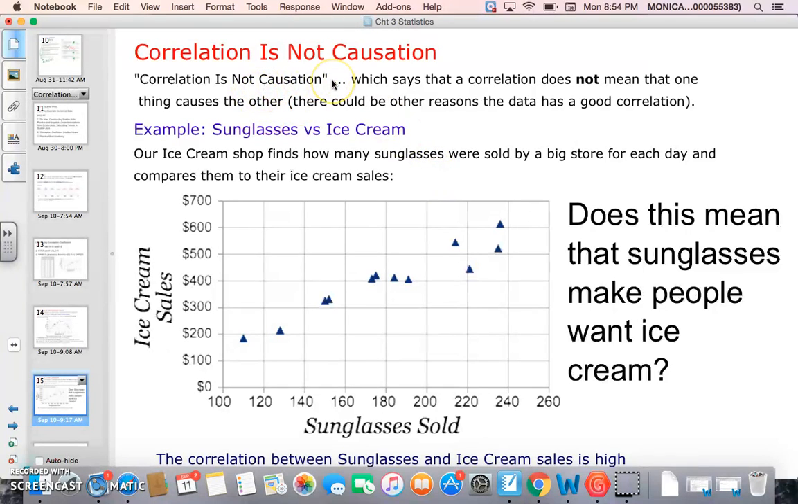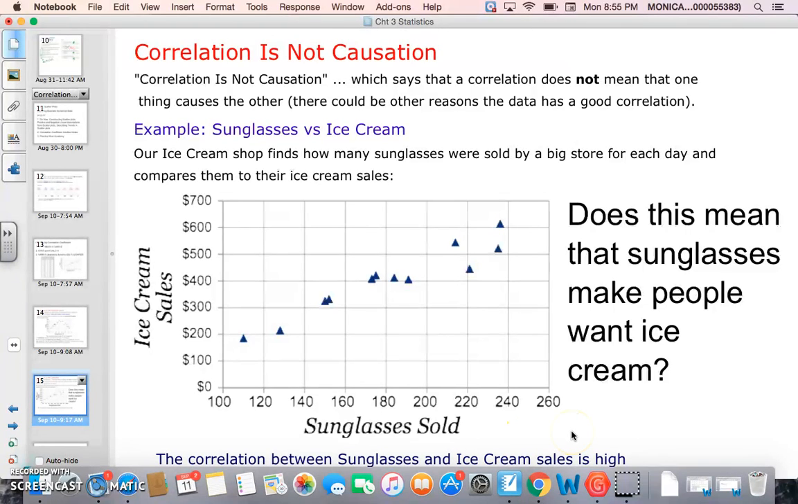Correlation is also not causation. What I mean to say is that there could be other reasons why the data has a good correlation. So for example, let's say that we're looking at our ice cream sales example, and instead of comparing ice cream sales to the temperature outside, we say, oh, well, a ton of sunglasses were sold. So as the number of sunglasses sold increases, so does ice cream. So it must mean that when people buy sunglasses, they're like, oh, I should go get some ice cream as well.